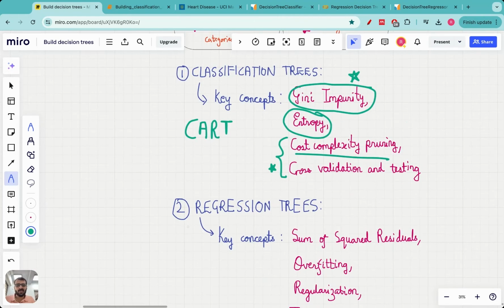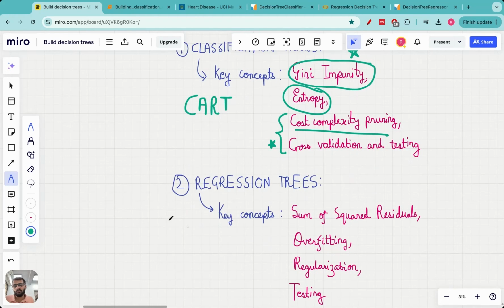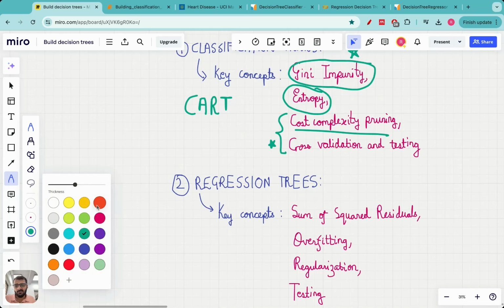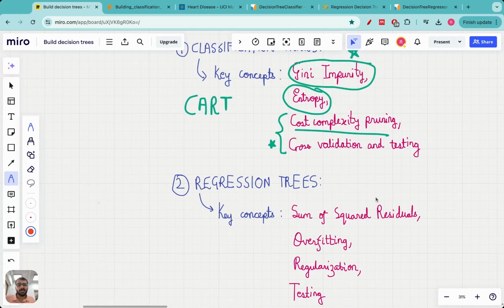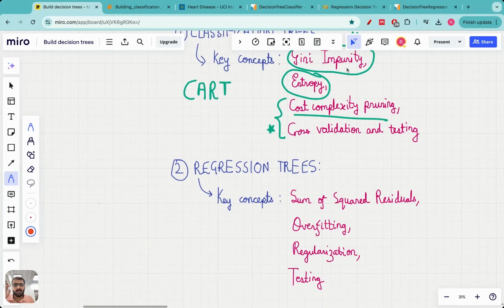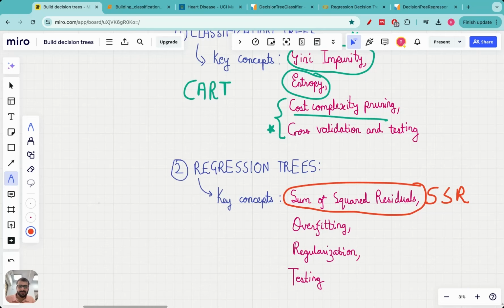After 6 to 7 lectures in the classification trees part, what we did later is we moved to regression trees. I will use a different color here. Okay, so we moved to regression trees, and similar to the concept of Gini impurity and entropy, in the regression trees, the error is quantified by a variable which is called the sum of squared residuals. This is also sometimes called SSR, sum of the squared residuals. So the whole goal in regression trees is to find the thresholds which minimize the sum of squared residuals. That's how a regression decision tree is constructed.